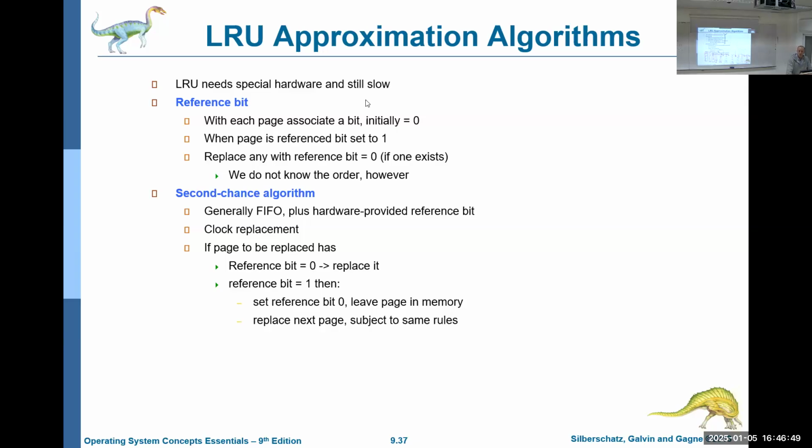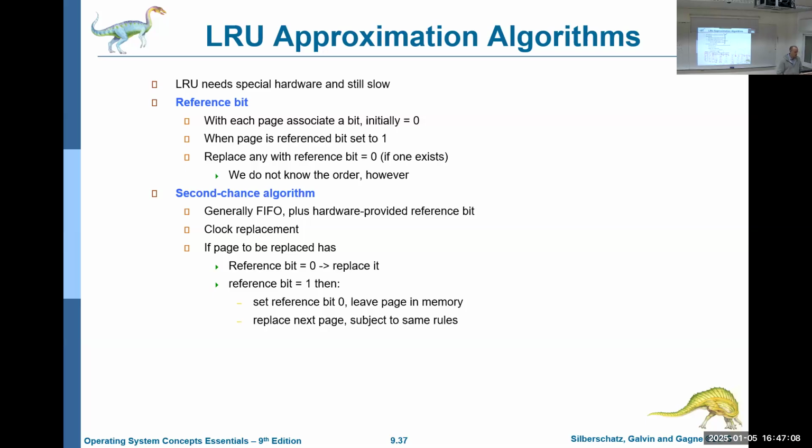Every time we do a memory reference, we're going to have to change the date, even though the hardware is fast. And we're still going to have to search. So what about an idea like this, a reference bit? Not a whole date stamp of like 4 bytes long, but just a single bit.